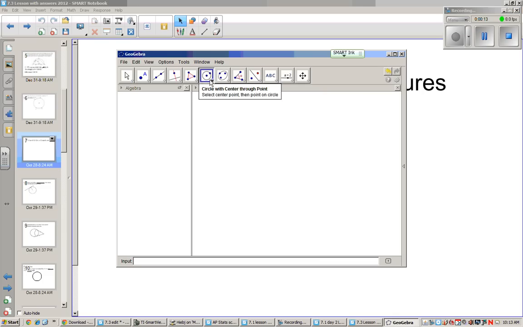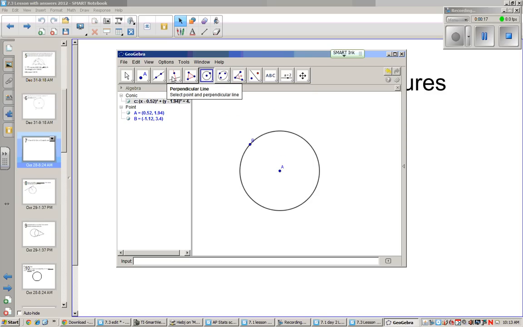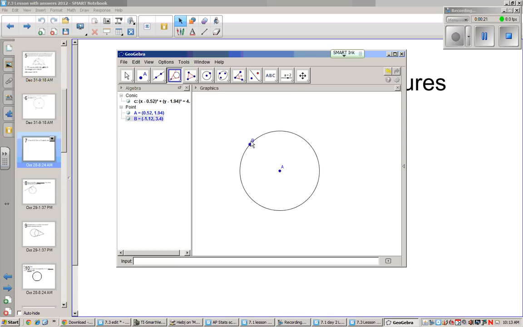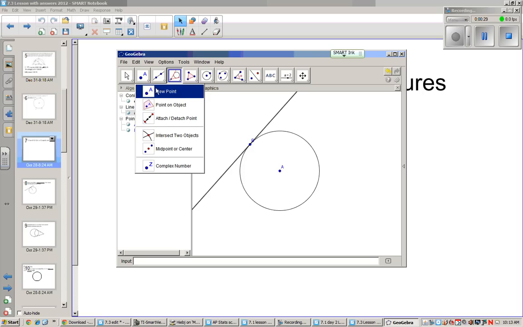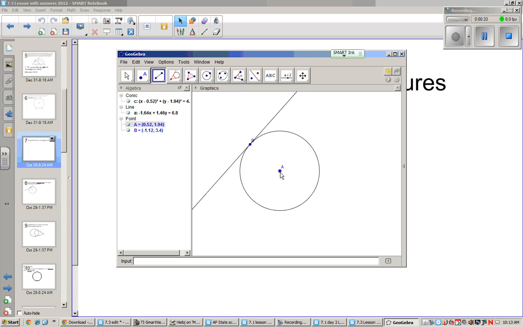I'm going to first construct a circle, and then I'm going to go over and use this tangent. I want to construct a tangent line to this circle. So remember, a tangent line only crosses at one point. So far I have my tangent line. And next, I want to construct the radius to the tangent line. Okay. And I need to construct a point on there. All right, so I've constructed my radius and my tangent line.